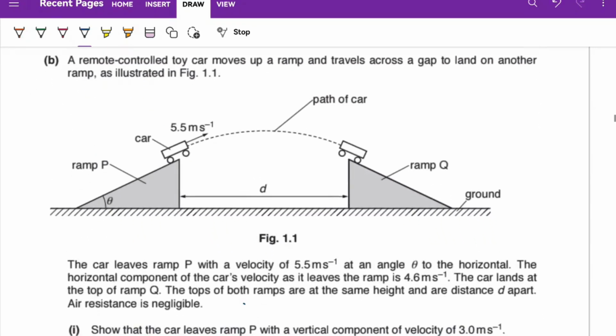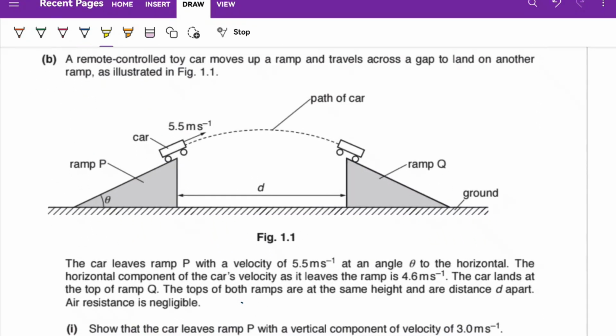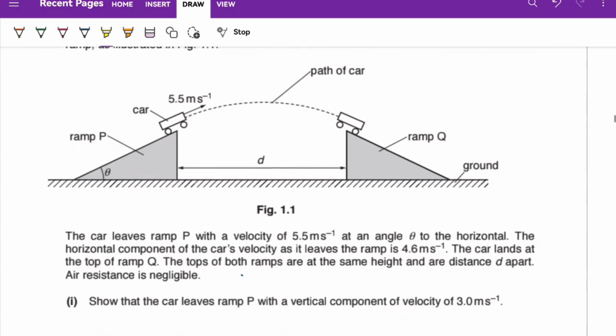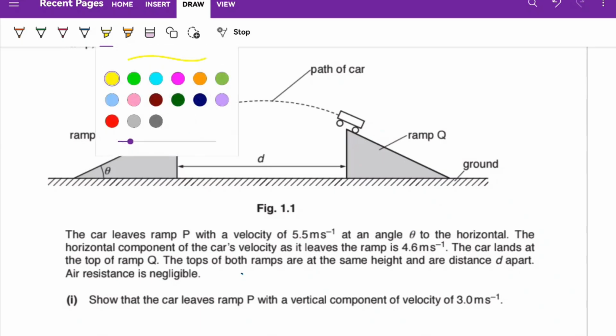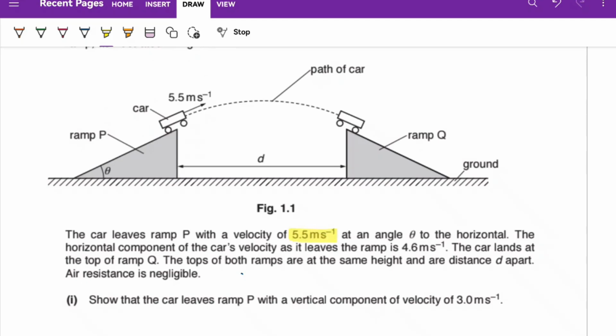A remote controlled toy car moves up a ramp and travels across a gap to land on another ramp, as illustrated in figure 1.1. The car leaves ramp P with a velocity of 5.5 meter per second at an angle theta to the horizontal. The horizontal component of the car's velocity as it leaves the ramp is 4.6 meter per second.